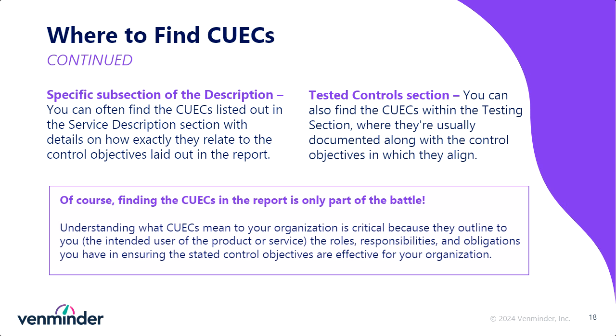Of course, finding those CUEs is really only going to be half the battle. Understanding what CUEs mean to your organization is critical because they're going to outline to you, as the intended user of the product or service, the roles, responsibilities and obligations that you have in ensuring the stated control objectives are effective for your organization. So you just want to make sure that you're adding CUEs to the list of things that you're looking for as you're going through SOC reports.